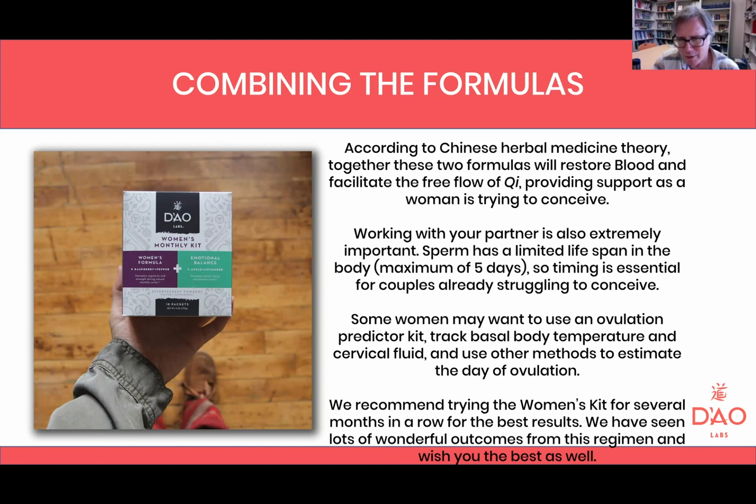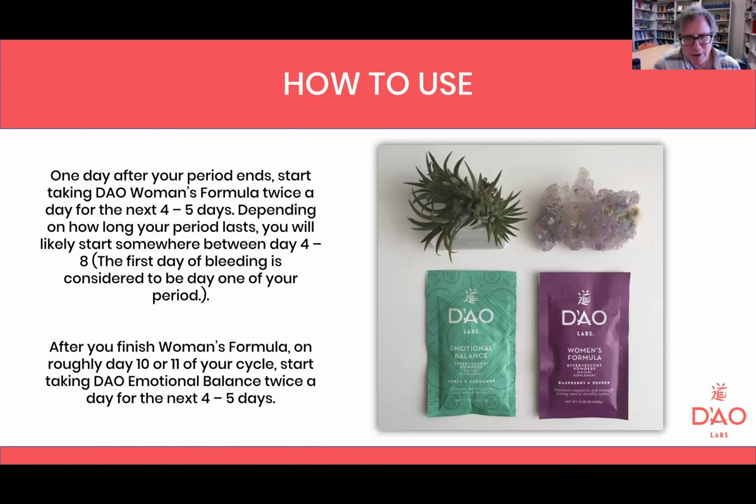We want to recognize that sperm has a limited lifespan in the body, maximum 5 days, but probably 3 is maybe more accurate in most cases. And then if we can also sort of get patients using something like Dow Labs Women's Monthly Kit to help maximize and sort of optimize their cycle, then you start seeing chances of conception going up. We recommend you want to do this for probably several cycles in a row.